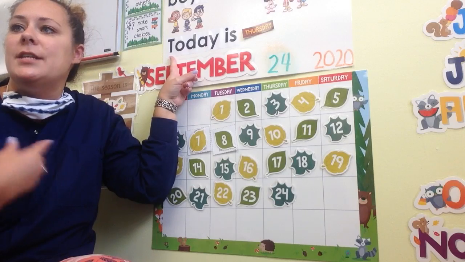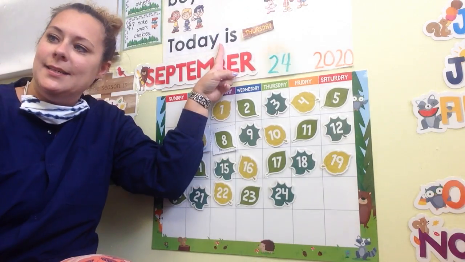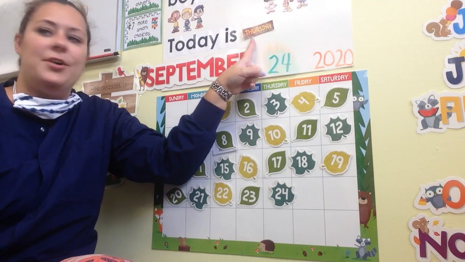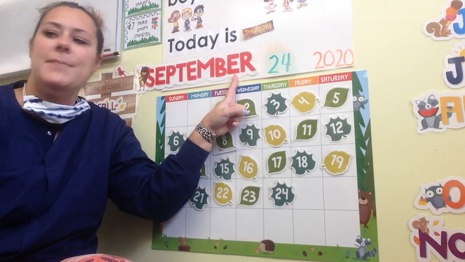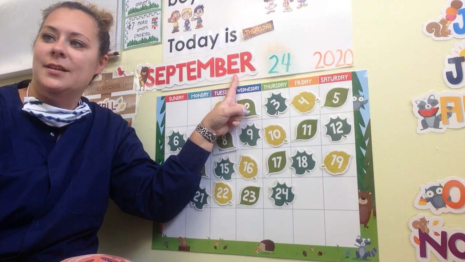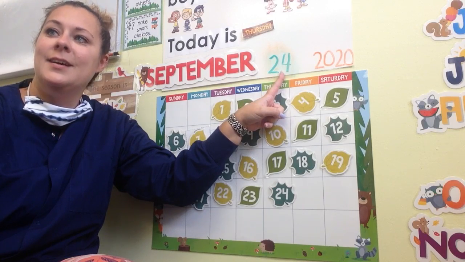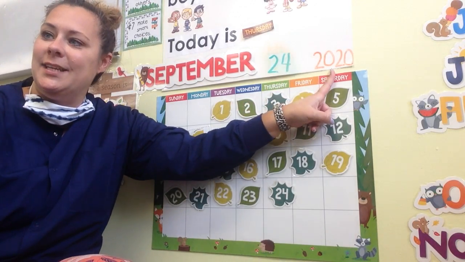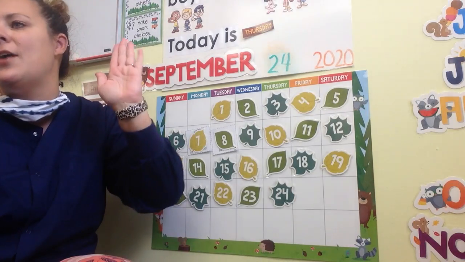All right, now we're going to read our date. So I say it first, and you repeat after me. Say, today is Thursday, September 24th, 2020. Nice job. Air high fives.